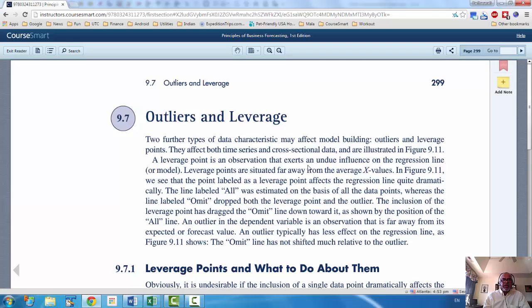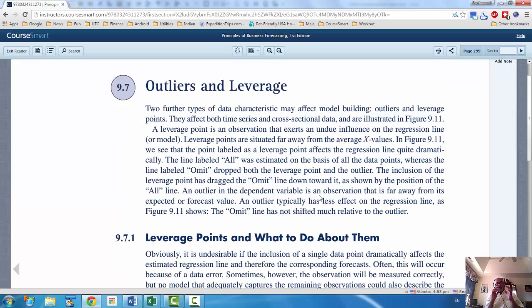There are a couple of other concepts that are important, and we're going to just discuss them. We're not going to work out any problems. Those are outliers and leverage. Outliers are values that fall outside the normal range. You'll usually find y values within plus or minus 3 standard deviations of the mean.